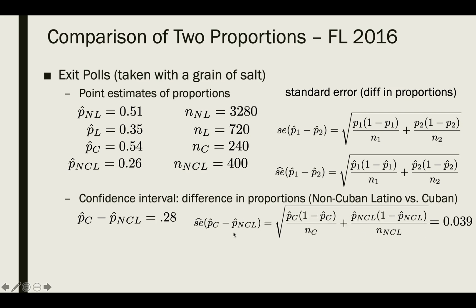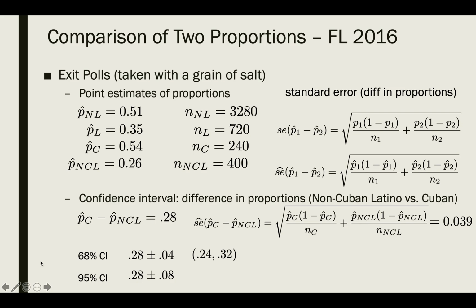And let's then find a couple of different confidence intervals. We'll do a 68% confidence interval. That's just adding and subtracting one standard error. So a 28% difference plus or minus 4%, right? Which gives us a confidence interval of between 24% and 32% greater vote for Trump among Cubans than non-Cuban Latinos in Florida.